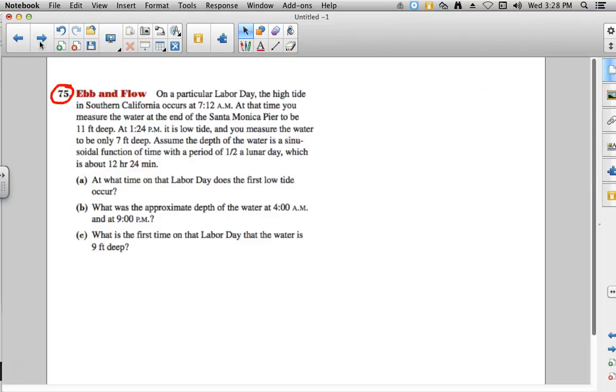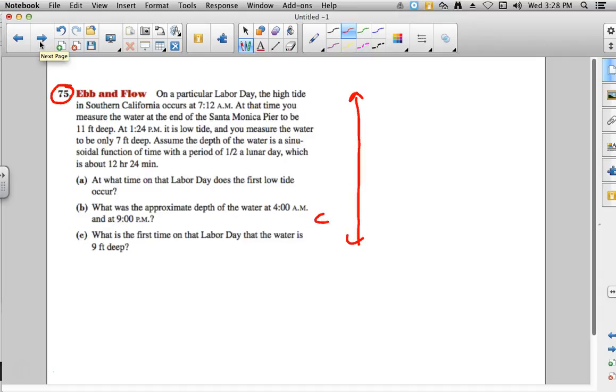75. Ebb and flow. On a particular Labor Day, the high tide in Southern California occurs at 7:12 a.m. At that time, you measure the water, and it is 11 feet deep. So there's high tide. Gets me thinking this is going to be cosine, because if we start with a high or a low, that's when we use cosine. You measure the water at 1:24 p.m. and you find out that it's 7 feet deep.